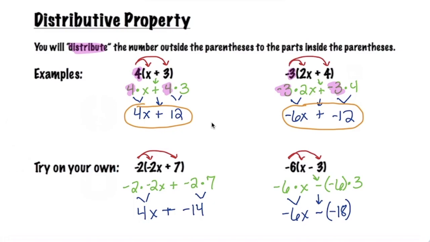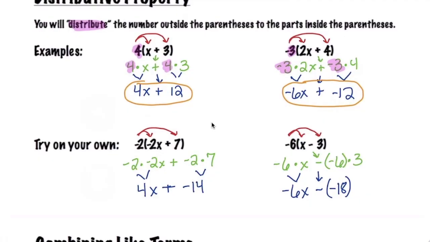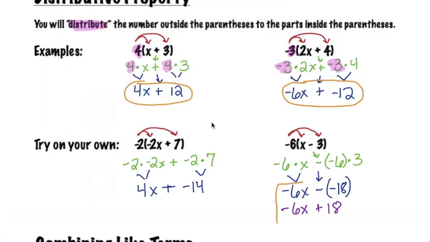That expression is equivalent, but I could also take it one step further, and take the minus and the negative, and that's going to become a positive, and I can rewrite it as negative 6x plus 18. So both of these answers represent equivalent expressions to our distributive property. Either one of those would work.